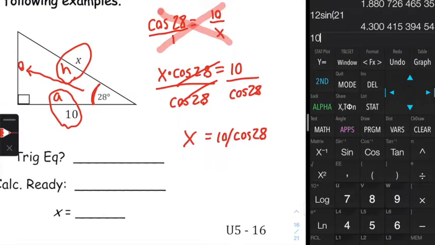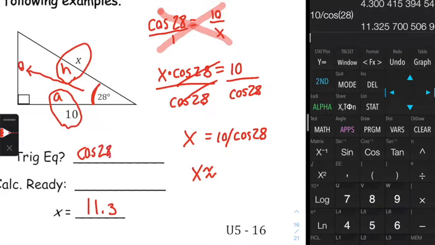So 10 and then divide it by cosine of 28 degrees. And that is x is approximately, here I'll put it over here, 11.3 after you round. The trig equation was what I had written as my top step right there. Cosine of 28 equals 10 over x. And then the calculator ready form was 10 divided by cosine of 28.